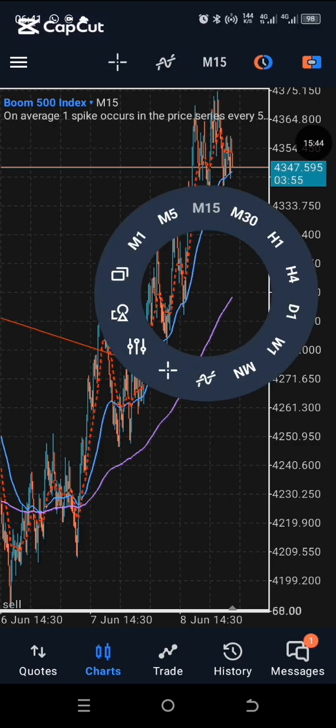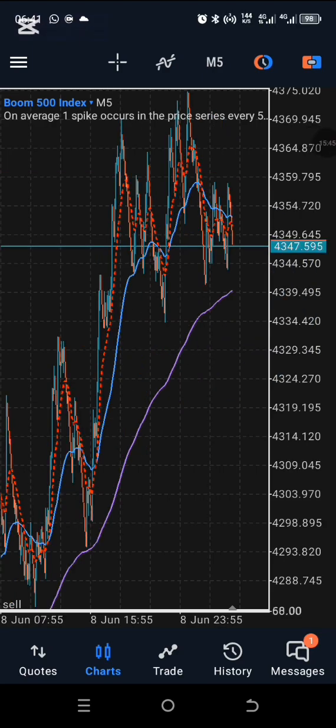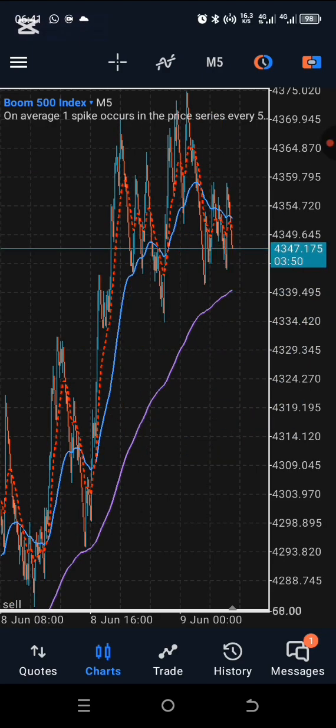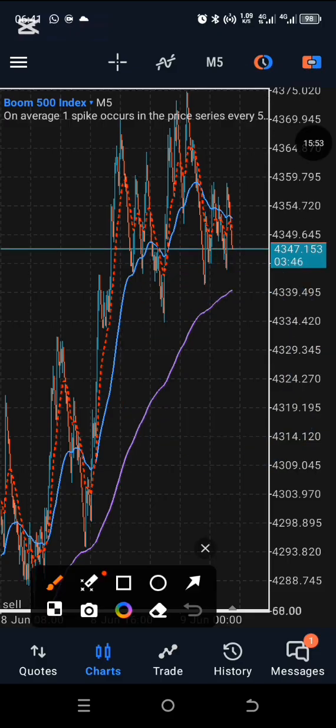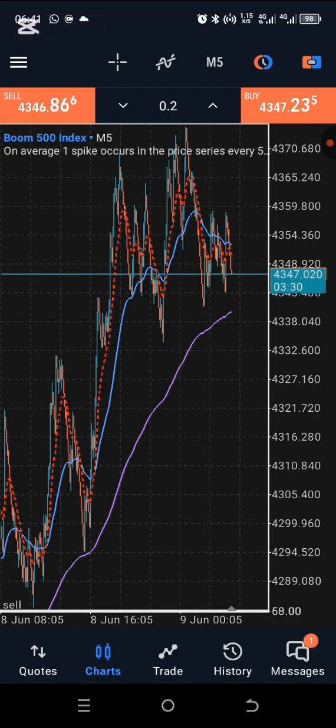So we're going to be trading this $50 account, trading Boom and Crash on Deriv. Right now I'm looking at Boom 500, and as you can see, I've got a moving average and a trend line that has been broken. I've got an impulsive move and a correction, so I just want to enter my sell positions.